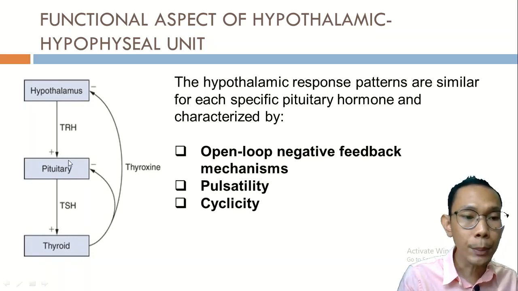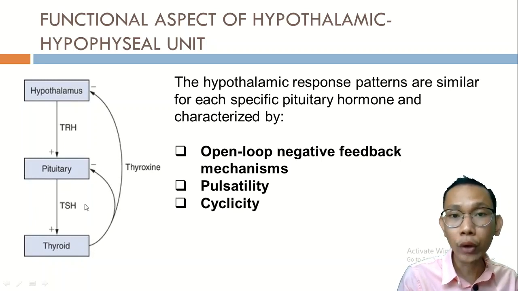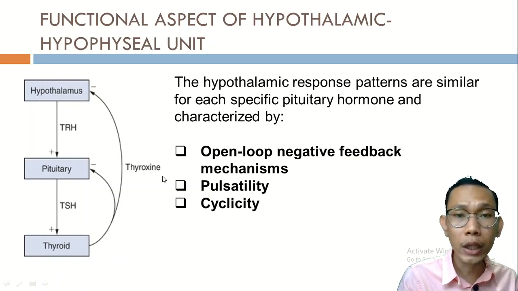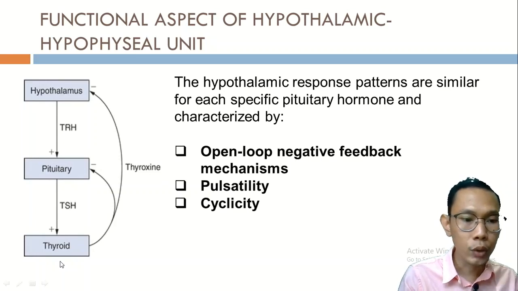Then your pituitary will release your thyroid stimulating hormone. From the name itself, thyroid stimulating hormone, TSH. It will stimulate your thyroid gland to produce your thyroxine, which is your T4, or your T3, which is your triiodothyronine. So thyroid gland will produce now your thyroxine.